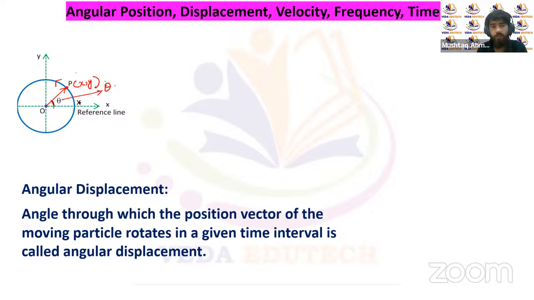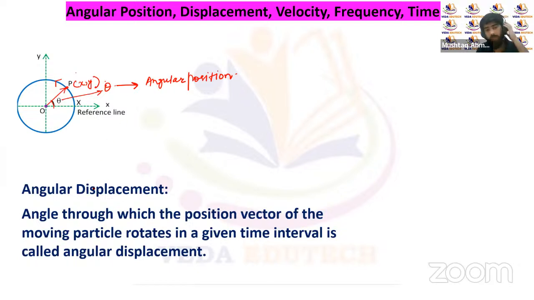Now this angle theta of this particle P, which is moving in a circular path, with respect to the origin of this Cartesian system and reference line, this angle theta we call as angular position, right? So angular position is nothing, it's the angle subtended by the particle in a circular motion with respect to the origin of a Cartesian system with positive x-axis as the reference line, right? So this angle theta will be called as the angular position, right?